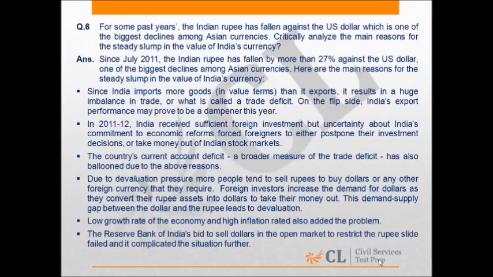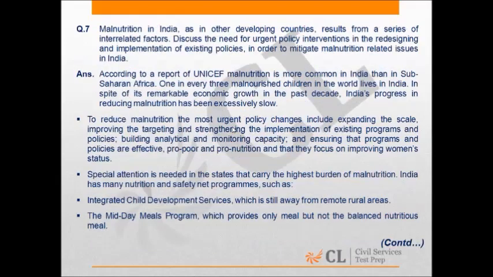Fourth reason is devaluation pressure. Due to devaluation pressure, more people tend to sell rupees to buy dollars or any other foreign currency because the rupee was continuously weakening. Another factor is lower growth and high rate of inflation, and then comes rupee speculation. In rupee speculation, the Reserve Bank of India's bid to sell dollars in the open market to restrict the rupee slide failed, and it complicated the situation further. So these 6 were major reasons behind the rupee's fall. Come to question number 7.